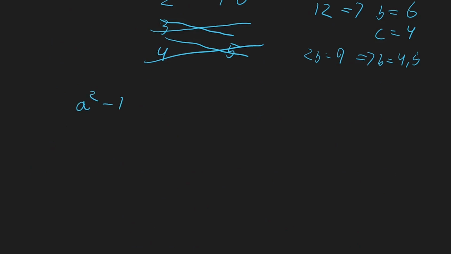Now remember, we also need that a squared minus b squared equals 21. So a squared minus 36 must be equal to 21. So a squared must be equal to 55. There are no integers where this is possible, so there are no solutions to this problem.